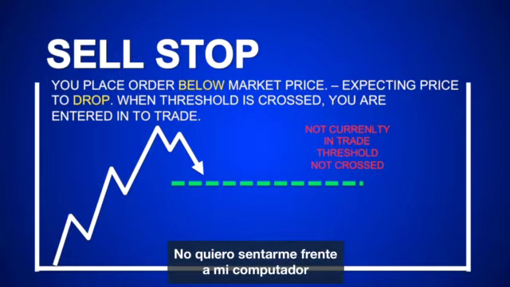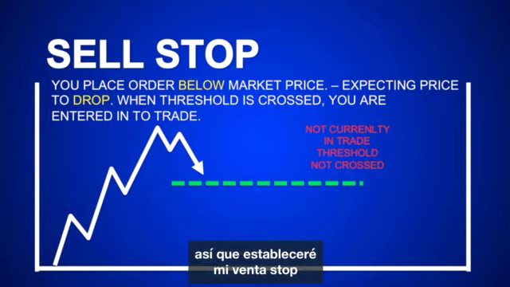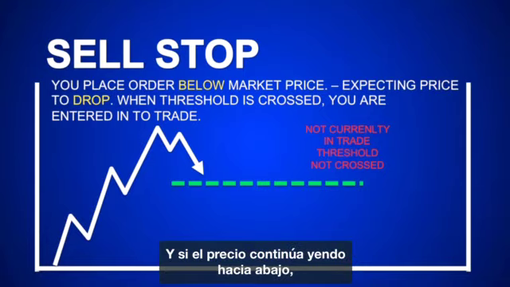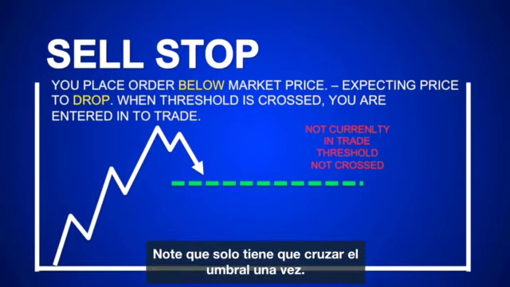Now I don't really feel like sitting at my computer screen and waiting for price to get there. So I'm going to set my sell stop where that green dotted line is. And if price so happens to continue to move down, then I will be entered into the trade. That is a sell stop. Notice how it only has to cross the threshold one time.